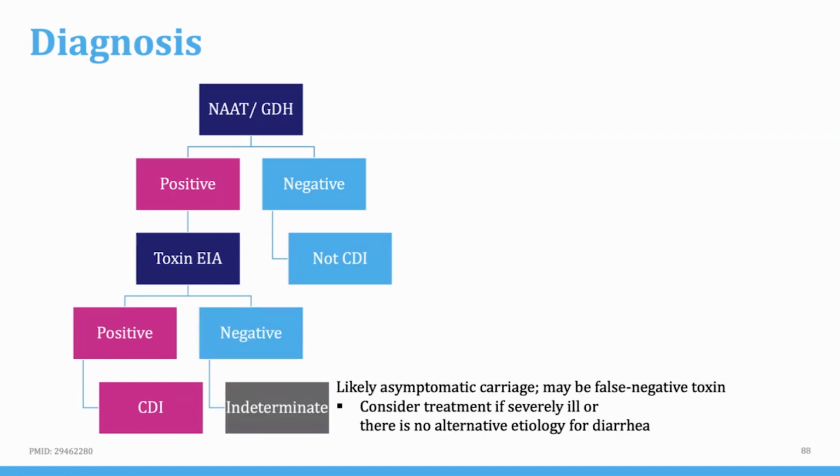I'm not sure you'd be tested on this pattern, but something for you to be aware of in your clinical practice. This most likely reflects asymptomatic carriage. Keep in mind that PCRs can often identify dead or inactive genetic material from an organism. So you could just have asymptomatic carriage of C. diff. But the other small possibility is that the toxin was a false negative. So our general clinical approach is that you could think about treating these patients if they're severely ill or you don't have any other clear explanation for their diarrhea.